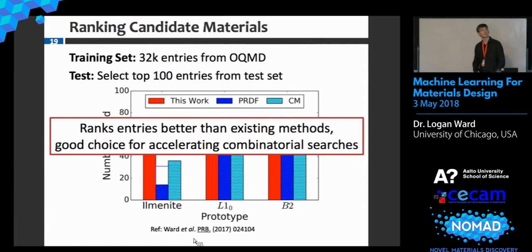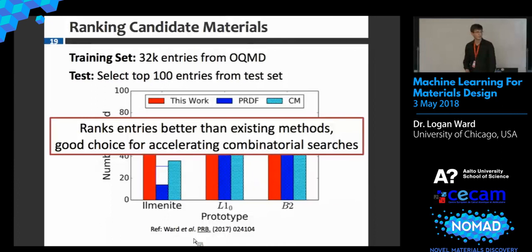So to emulate this kind of test, we designed a test where we trained the machine learning model on the same 32,000 entries I used for the cross-validation test, and then tasked it with sorting materials based on 3 different prototype structures from most to least stable. This result is showing how many of the entries in the top 100 that were predicted to be most stable were actually known to be the most stable within DFT. And here we're showing that for each of the 3 prototype test cases, we again exceed the existing approaches.